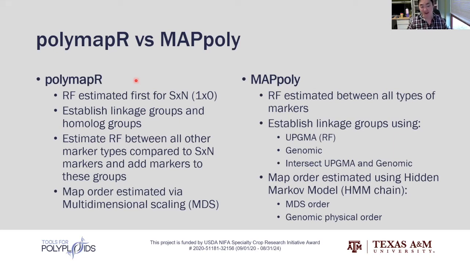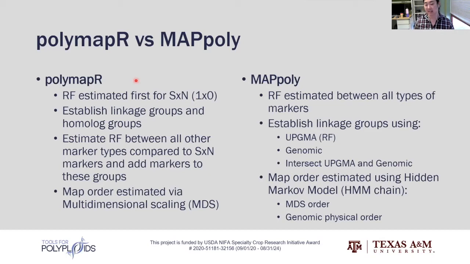And then from there, it estimates the recombination fractions between all the other marker types compared to this scaffold, and it adds those markers to the scaffold. Then it orders the markers using MDS, or multidimensional scaling, utilizing MDSmap from the Hackett group. And we heard about that earlier this morning.